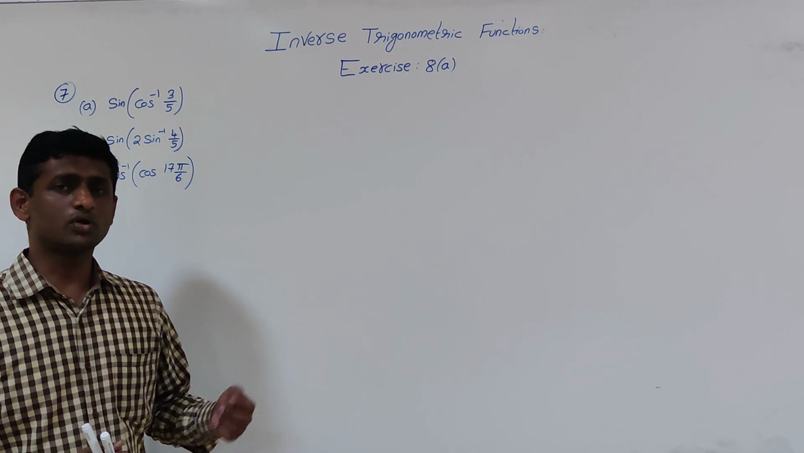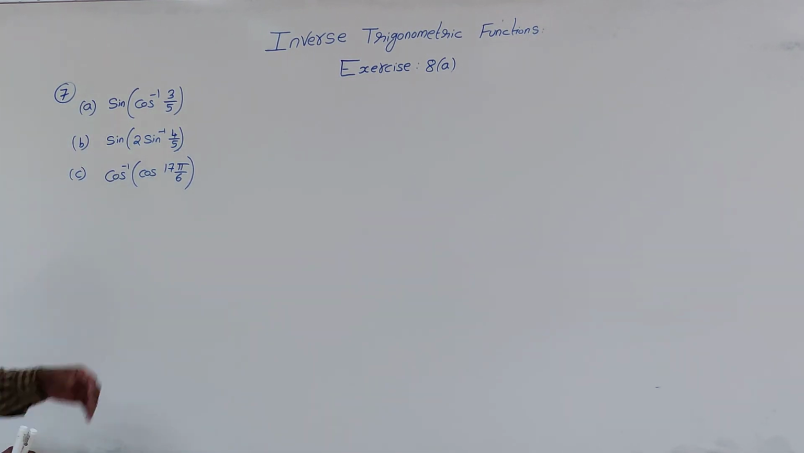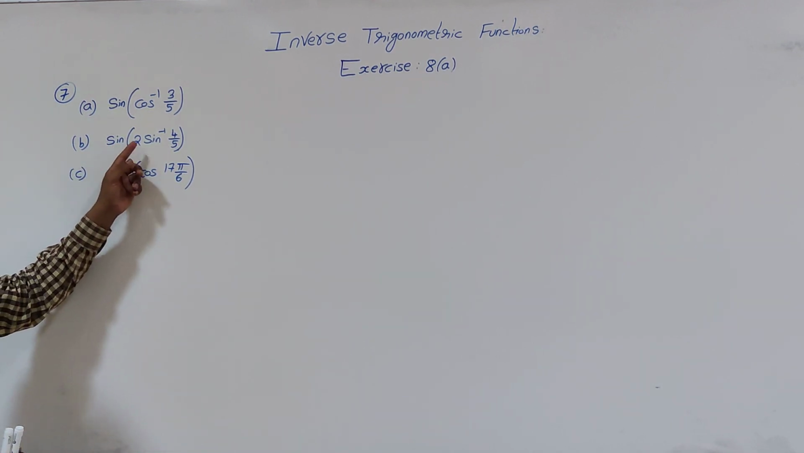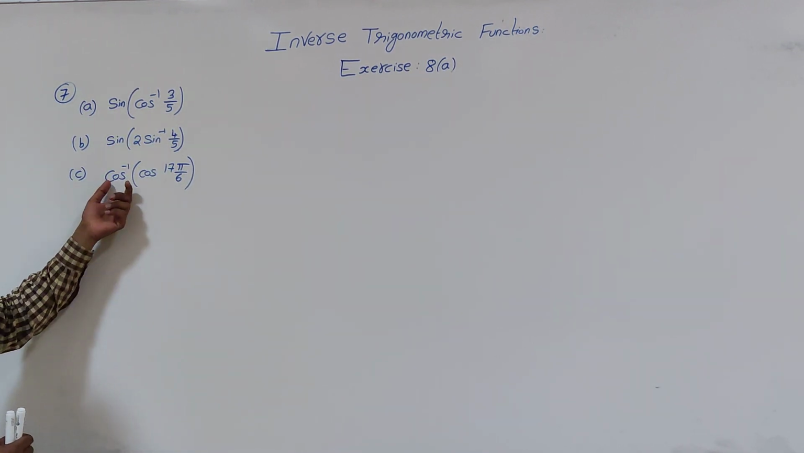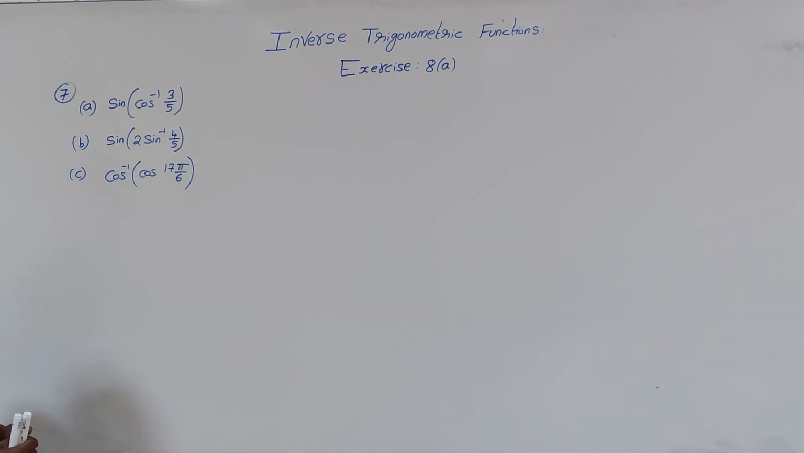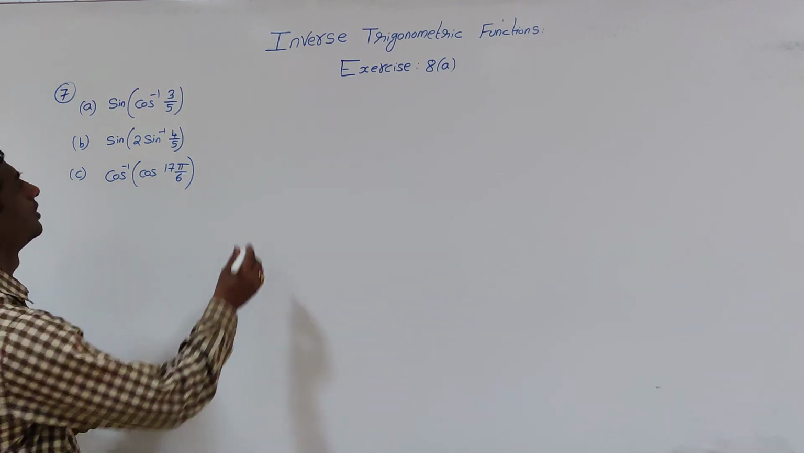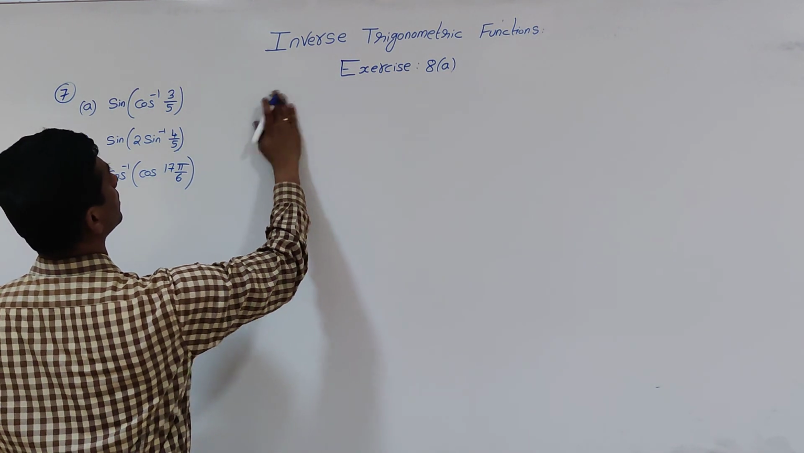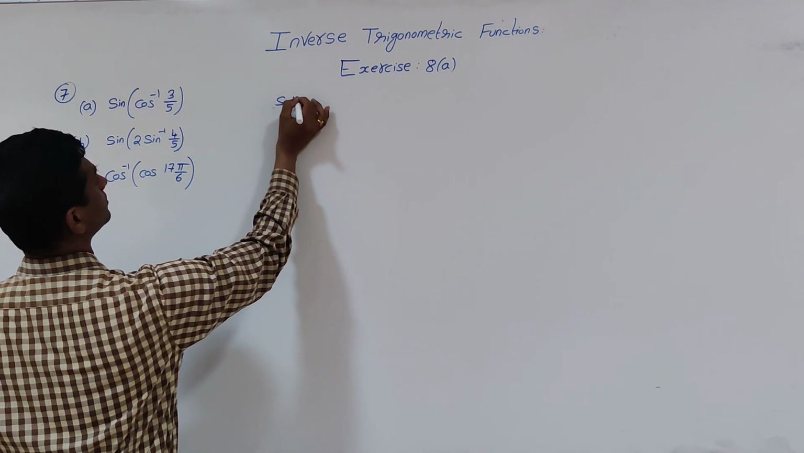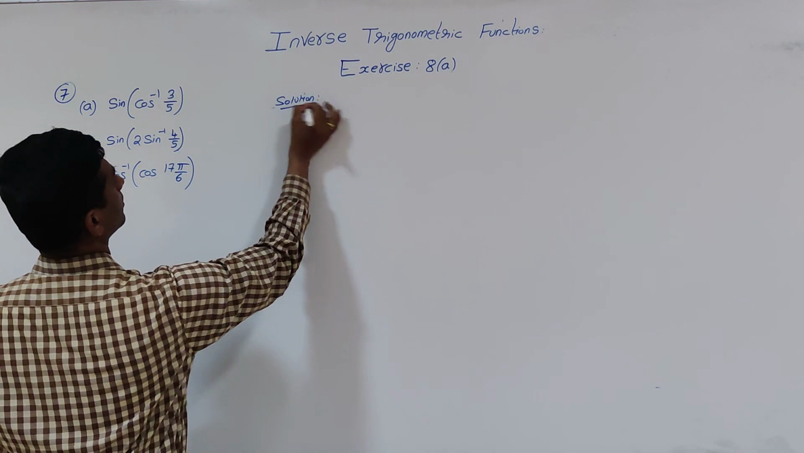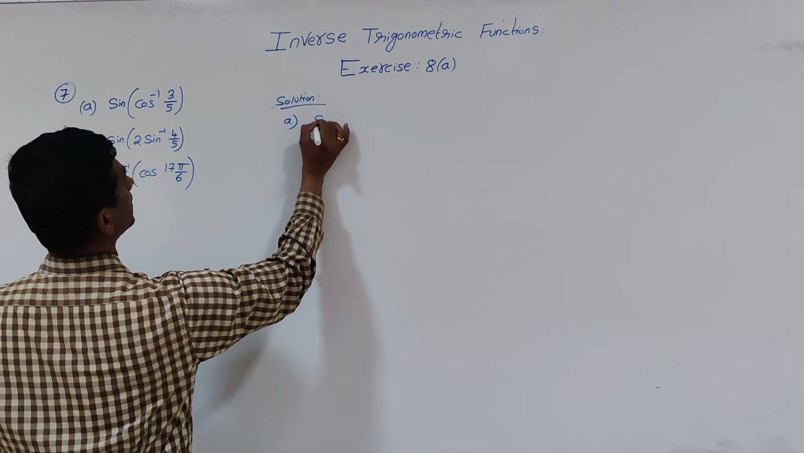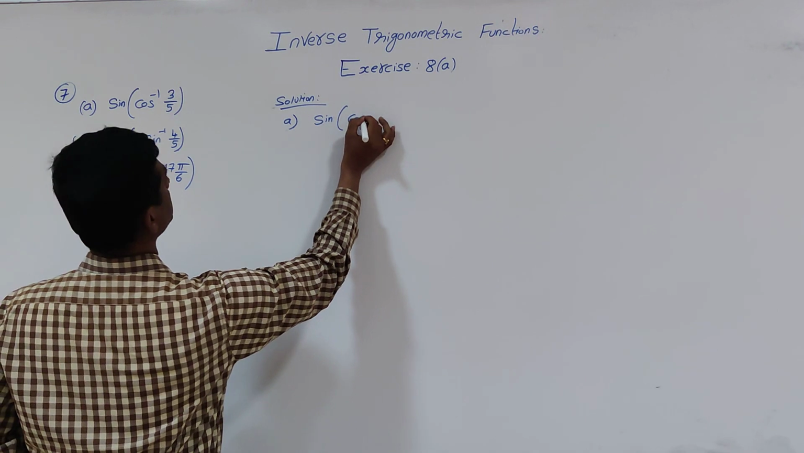So the next problem is: find sin of cos inverse of 3 by 5, sin of 2 sin inverse 4 by 5, and cos inverse of cos 17π by 6. So we'll apply the properties. First one, we'll go for the solution. (a) sin of cos inverse of 3 by 5.